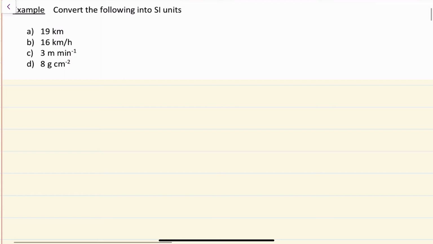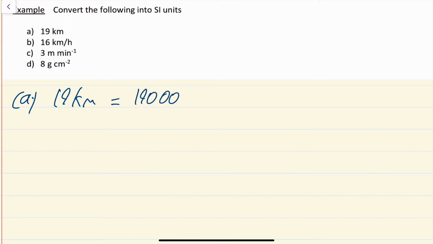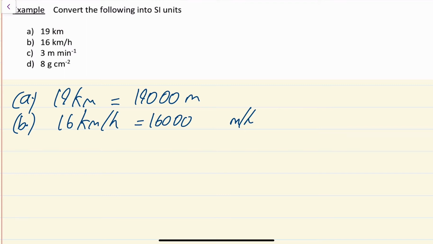So the first one was 19 kilometers. We want to convert that into meters. Really easy. Multiply by 1,000 to give you 19,000 meters. Your second one is 16 kilometers per hour. I'll convert it into meters per hour first, by multiplying by 1,000. So I'm going to go 16,000 meters per hour.